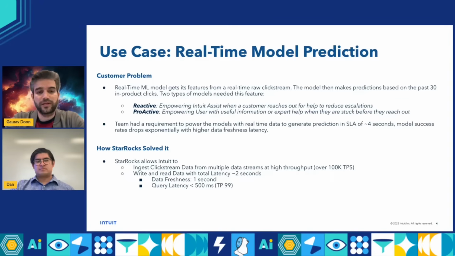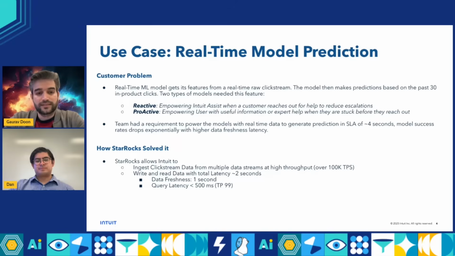Now, this team had a very strict requirement when it came to data ingestion as well as being able to read what the user has been doing in the past X amount of clicks. And their SLA for the whole thing end to end, like getting the data into the system and reading it out, was 4 seconds. The data comes in at a very, very high throughput. You're talking about over 100,000 events per second coming in during the peak time. And this is just the ballpark number. The actual number is a lot higher.